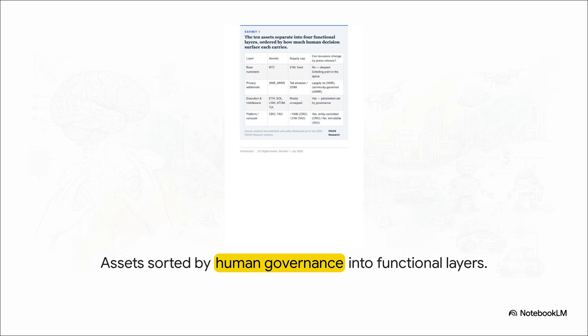Peos's research looked at 10 major assets and separated them into 4 functional layers: base numeraire, privacy settlement, execution, and platform compute. But here's the genius part. They didn't rank them by market cap. They ranked them by human decision surface. Because to an autonomous machine, human governance isn't a feature. It's a massive, unpredictable security risk.